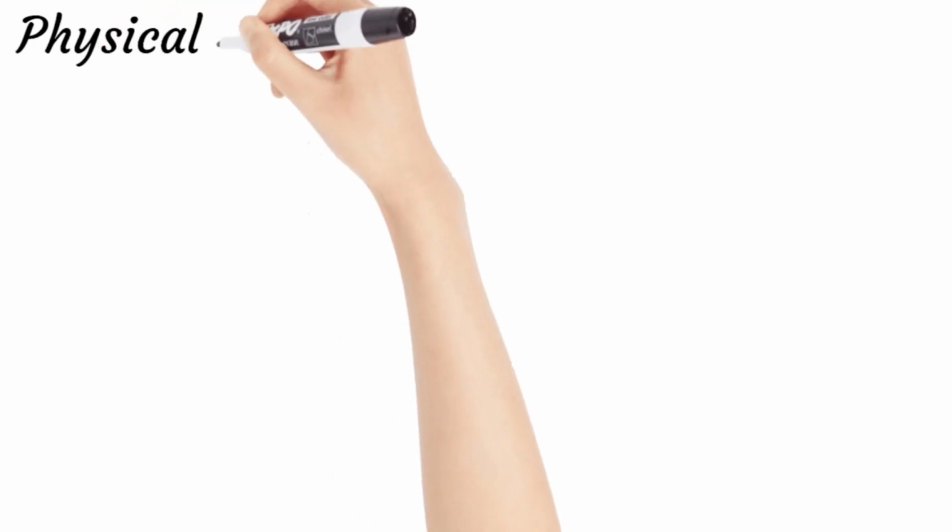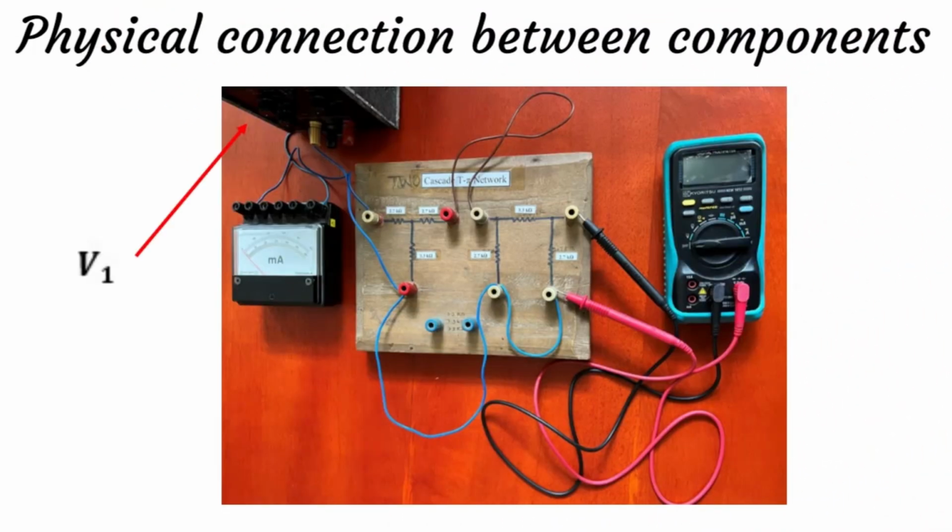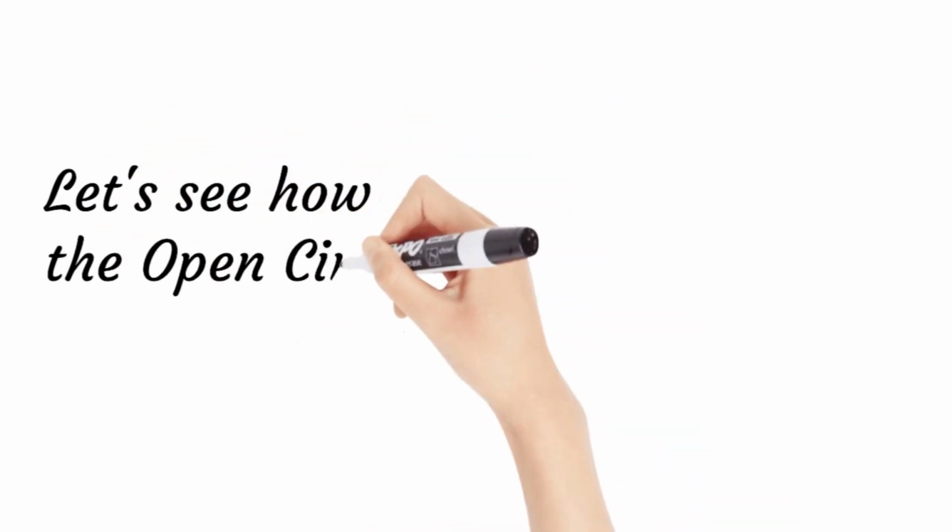Physical connection between components are given here. Since this is the open circuit test, you will notice that the output current is 0 in the circuit. Let's see how the test is carried out.